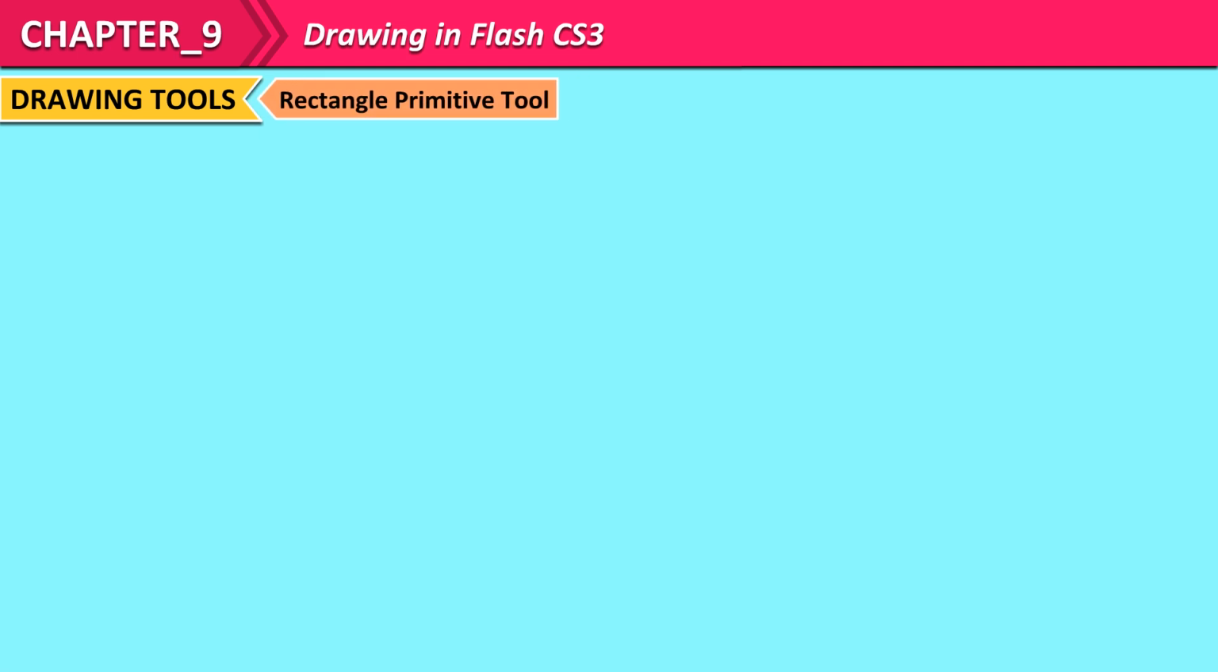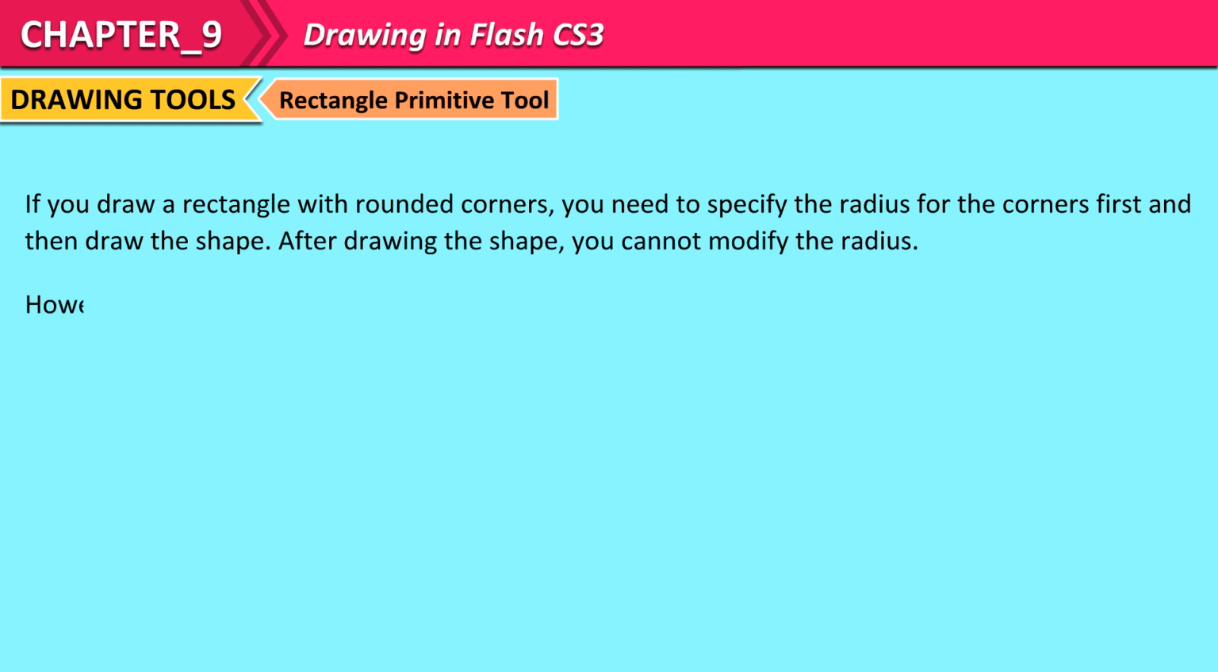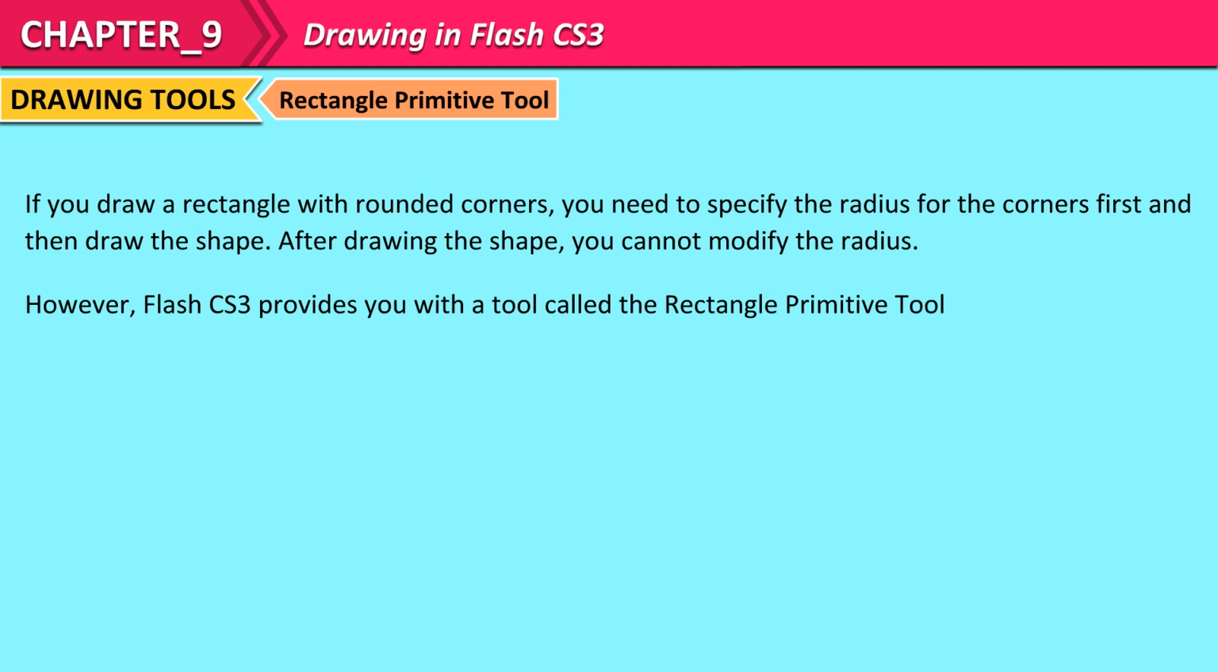Rectangle primitive tool. If you draw a rectangle with rounded corners, you need to specify the radius for the corners first and then draw the shape. After drawing the shape, you cannot modify the radius. However, Flash CS3 provides you with a tool called the Rectangle Primitive tool to solve this problem. To use this tool, follow these steps.